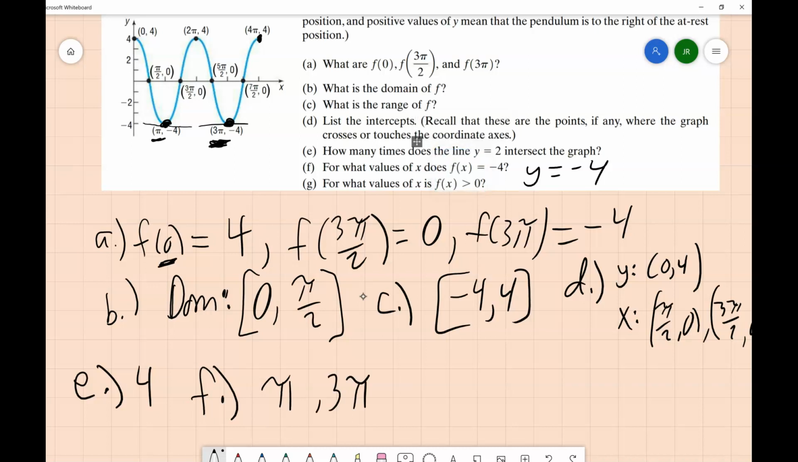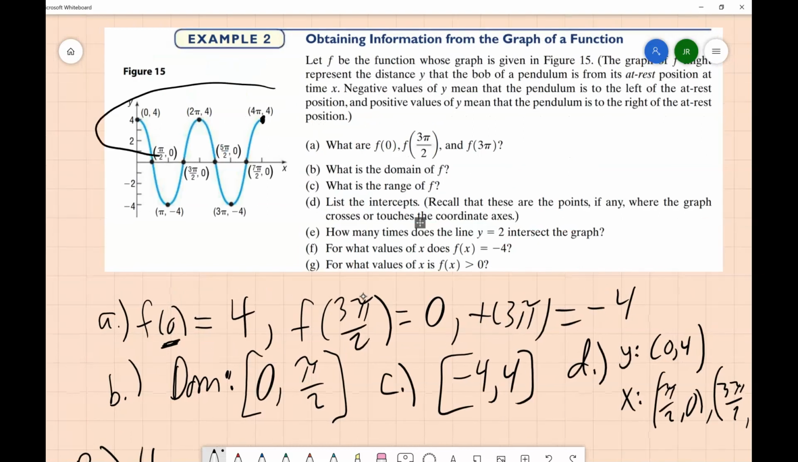All right. And finally, this is a good question. For what values of x is f of x greater than 0? For what values of x is the value of the function, in other words, the y value, the vertical value, greater than 0? Okay? It's greater than 0 in this whole upper half of the graph here. That is where the y values are greater than 0. All right, so for what values of x is that true? That would be throughout here.